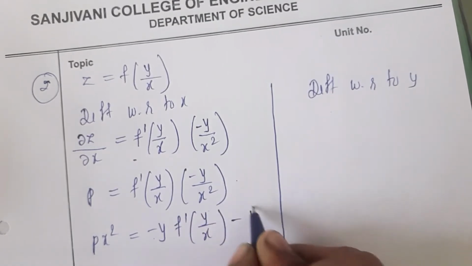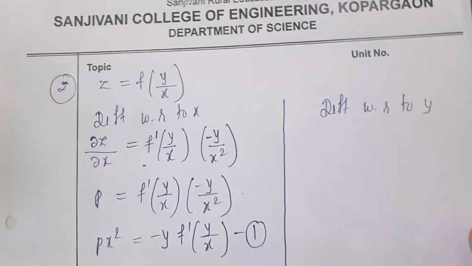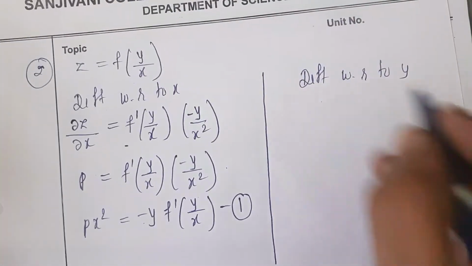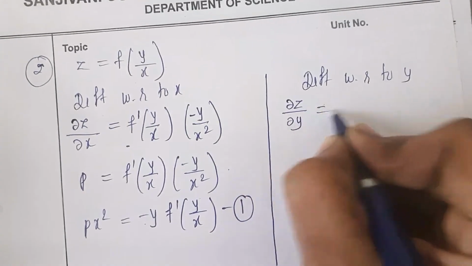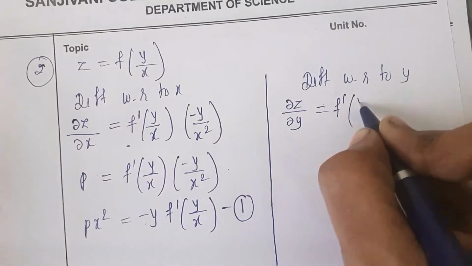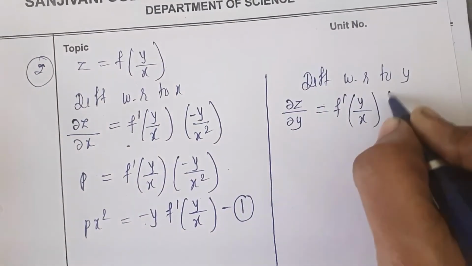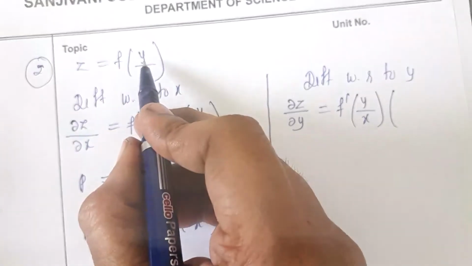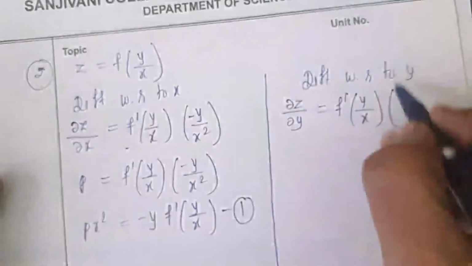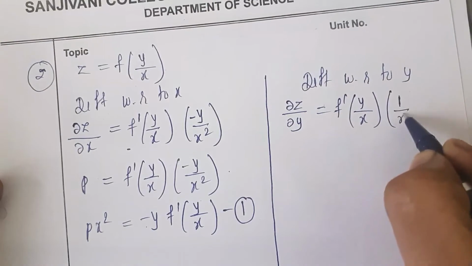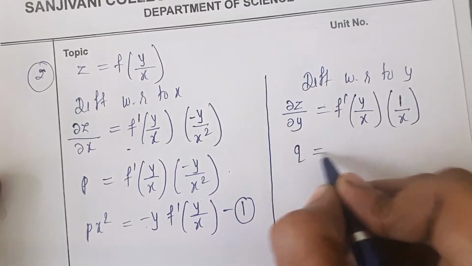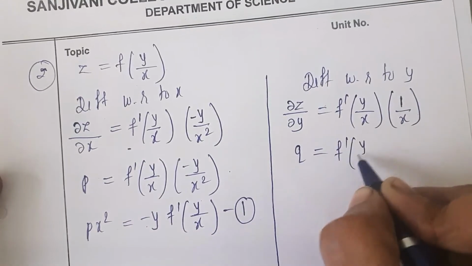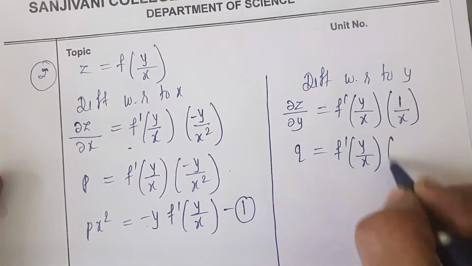Give this as equation number 1. Similarly, differentiate with respect to y. So del z by del y is equal to f dash of y by x multiplied by the derivative of y with respect to y. The derivative of y is 1, and 1 by x remains as it is. So this is q. Q is equal to f dash of y by x multiplied by 1 by x.